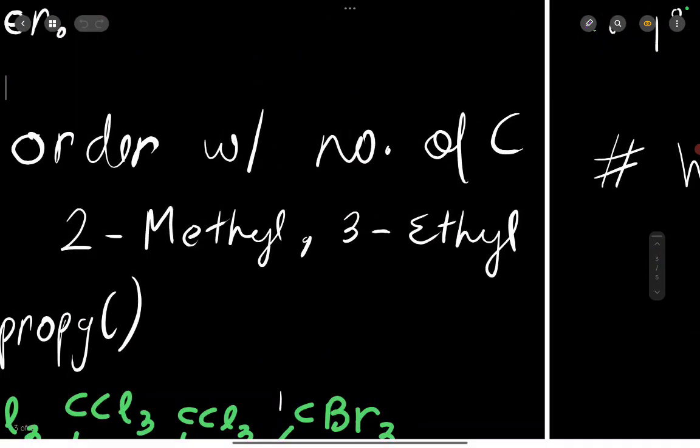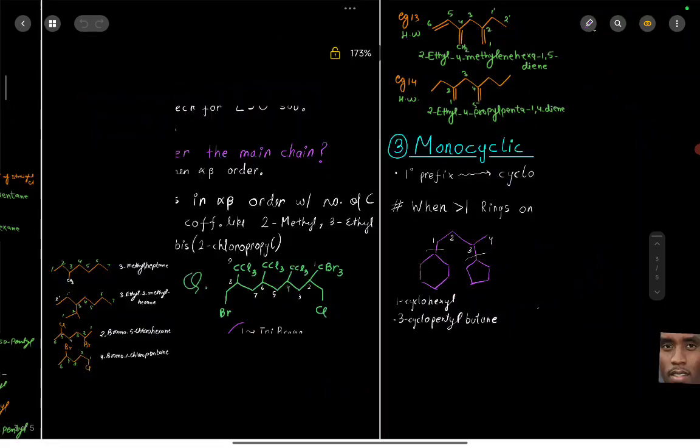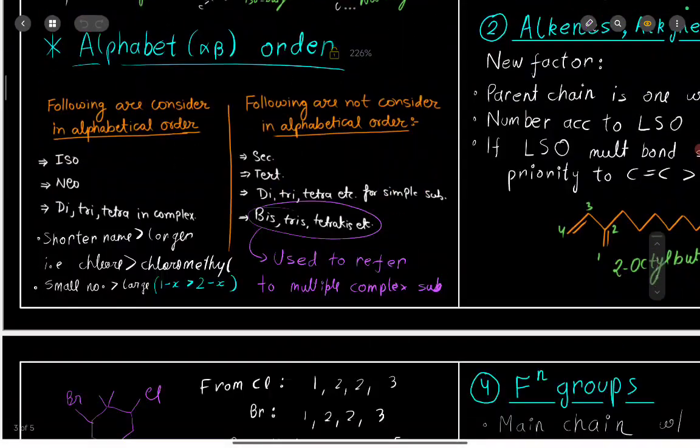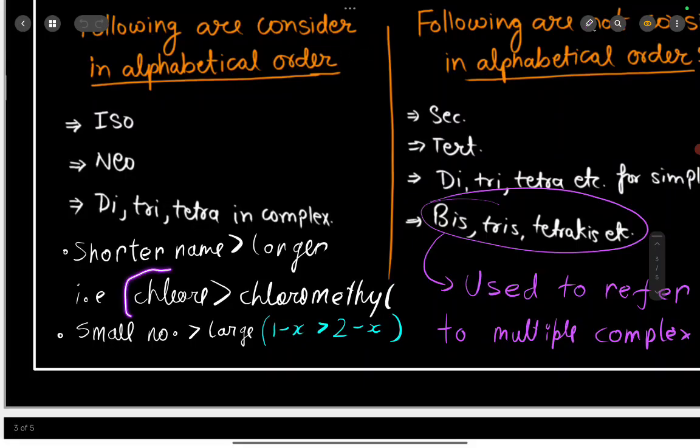And say what happens if these letters are the same. Well, then you compare the next letter. Then next, what happens if it's like chloro and chloromethyl? Then the first 6 letters are the same. Then as I told you, give priority to the one which is smaller. Okay.